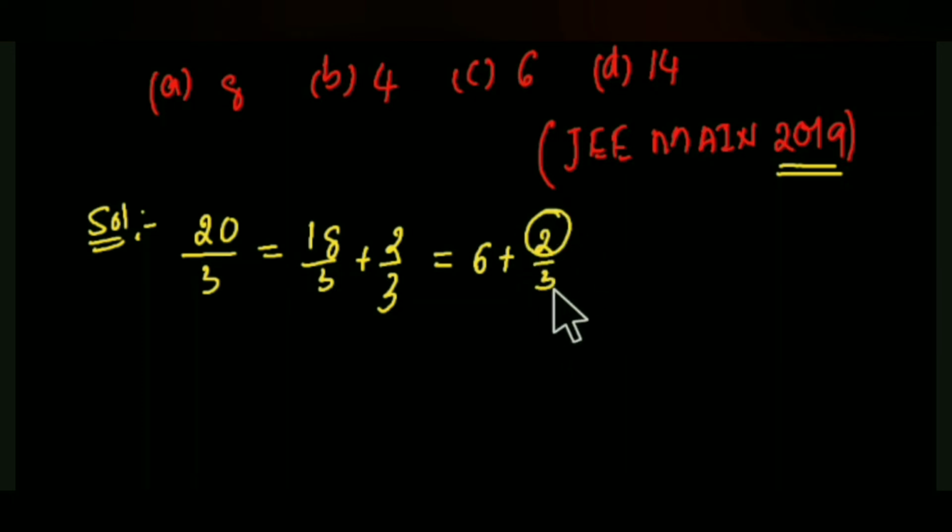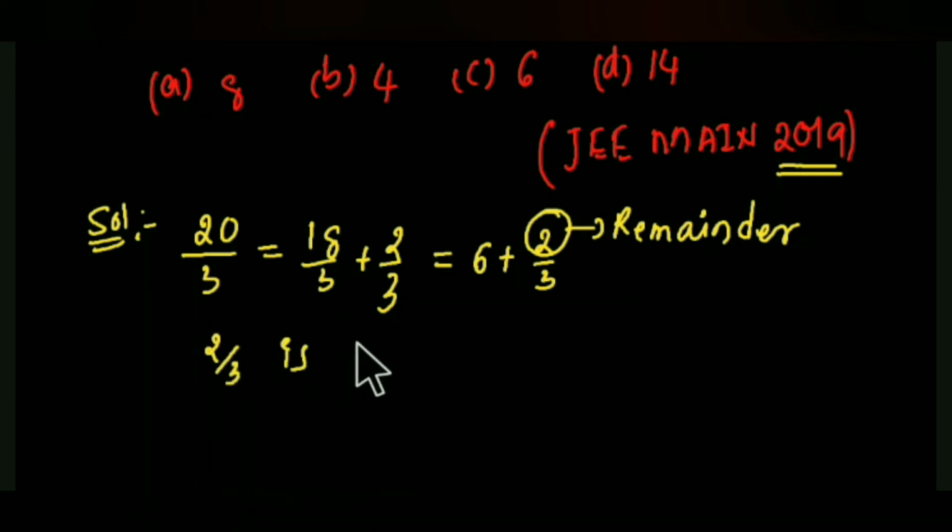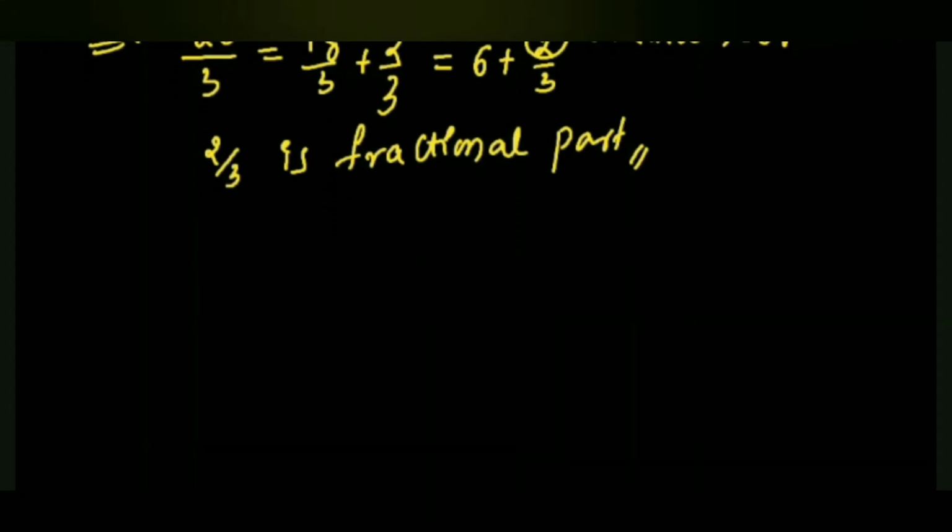But 2 by 3 is there, right? This part is called the fractional part. Here 2 is the remainder, but 2 by 3 is the fractional part. So this is the definition, the meaning of fractional part. In the same way, our question is 2 to the power 403 divided by 15. Definitely a remainder comes, and that remainder divided by 15 is the fractional part.